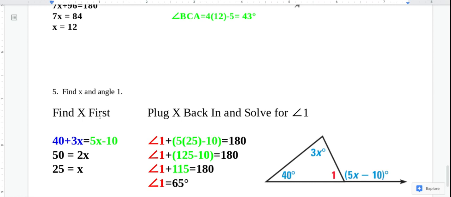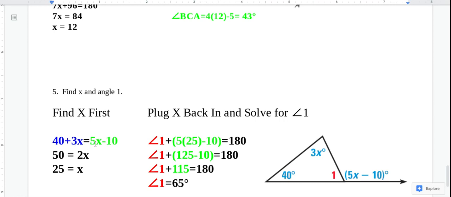So we'll find x first. We can use our exterior angle theorem. So we have 5x minus 10 equals the sum of those two interior angles that are non-adjacent to it. So that's 40 and 3x. They're the furthest away from 5x minus 10. So we set it up 40 plus 3x equals 5x minus 10.